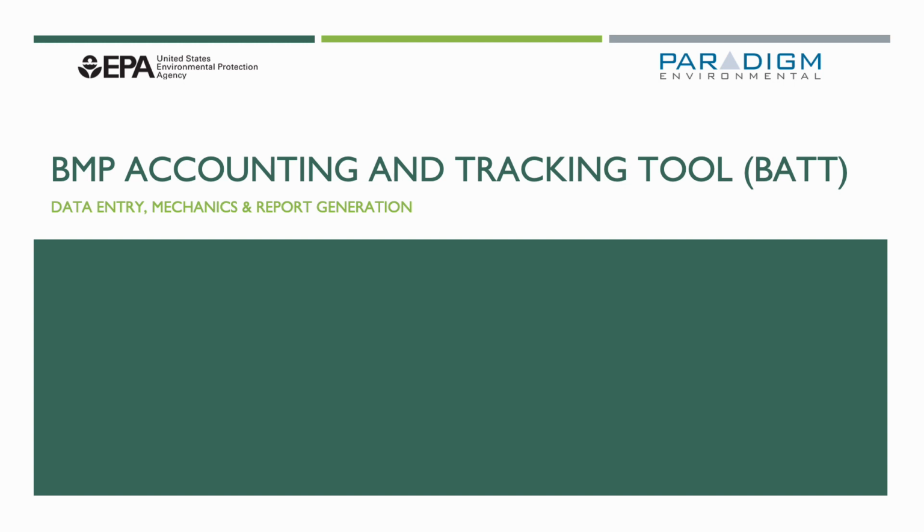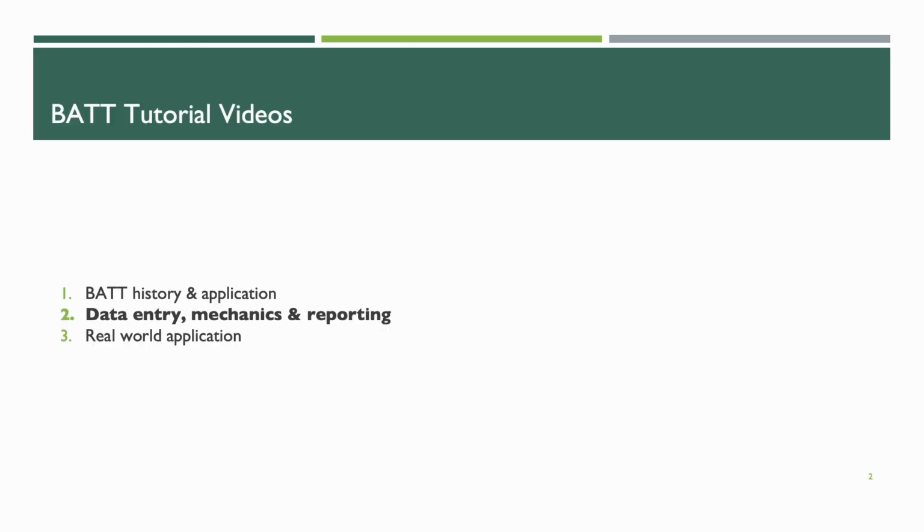Welcome to the second in a three-part series on EPA's Best Management Accounting and Tracking Tool, also known as BATT. Video 2 of BATT provides the information on data input, mechanics, and reporting features of the tool. Video 1 of BATT provides more details on the background and basics of the tool. Video 3 provides real-world examples, tool application, and troubleshooting tips.